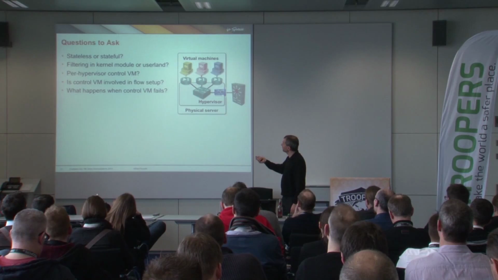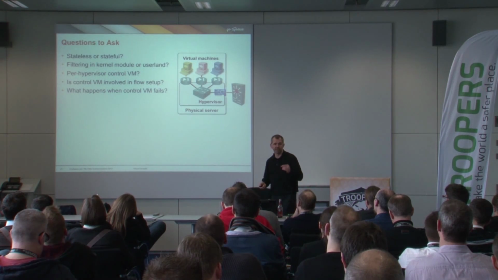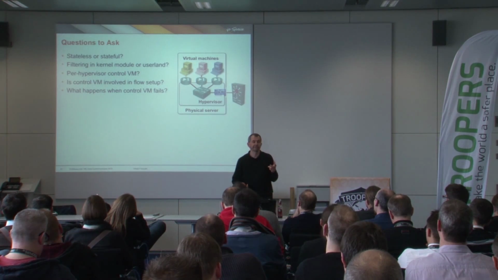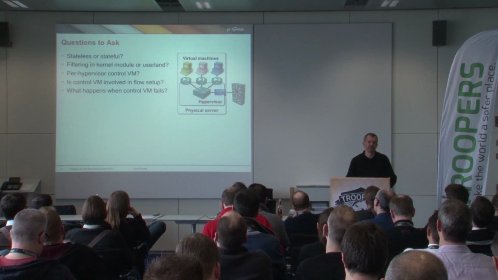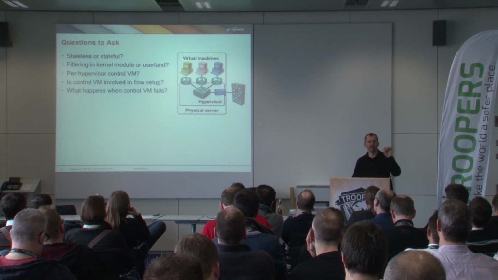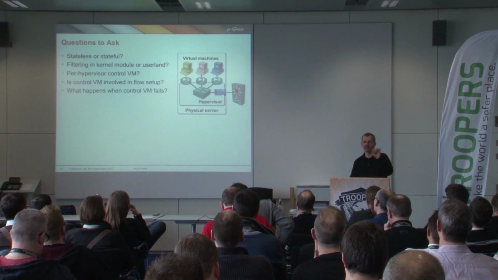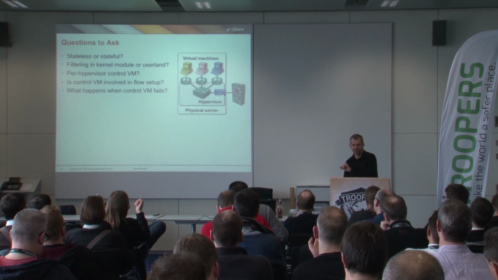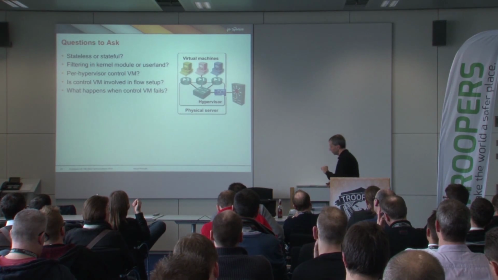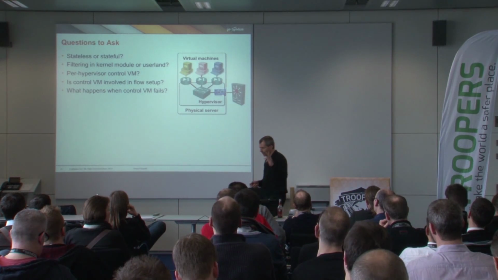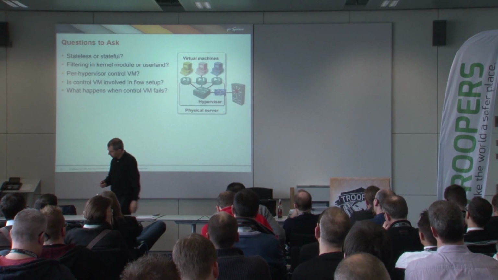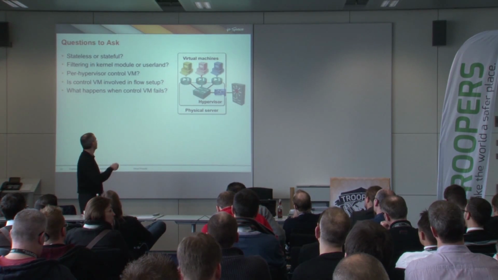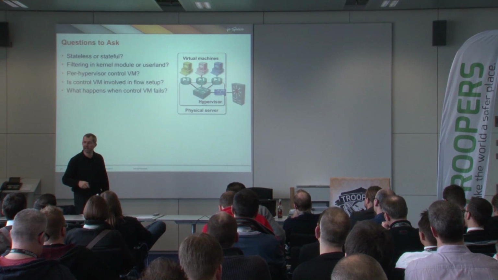The next question to ask: do I need a per-hypervisor VM to control this stuff? In a VMware environment, because of the way their API is structured, you actually need an extra VM on every hypervisor host to control and manage the virtual firewalls. With Hyper-V, you don't need that. With Linux, with an OpenFlow controller, you don't need that. And of course, the obvious question then is, what happens if that VM fails?